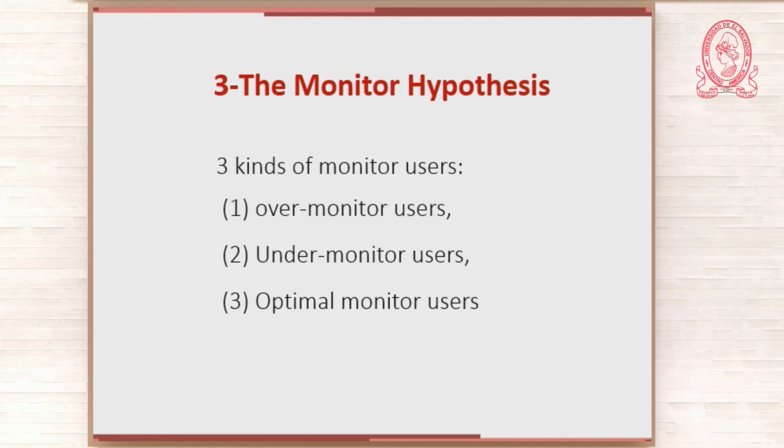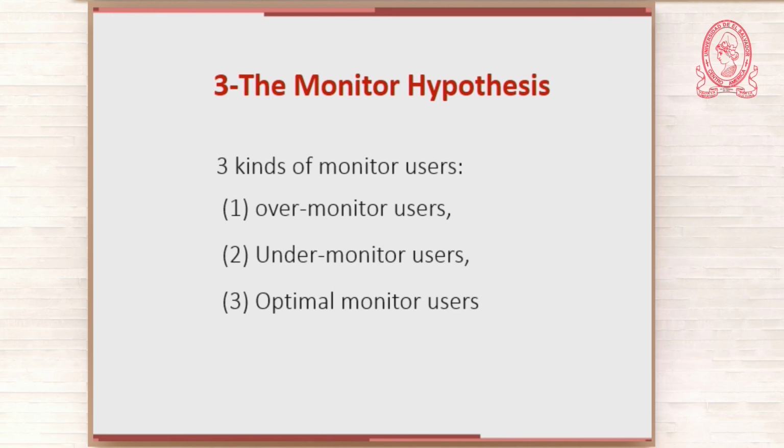The second one is under-monitor users, which is the other extreme. For example, speakers who do not really care about correctness, only meaning. These speakers are usually very talkative, even in their own mother tongue, and although they make more mistakes than over-monitor users, they will also convey more meaning.